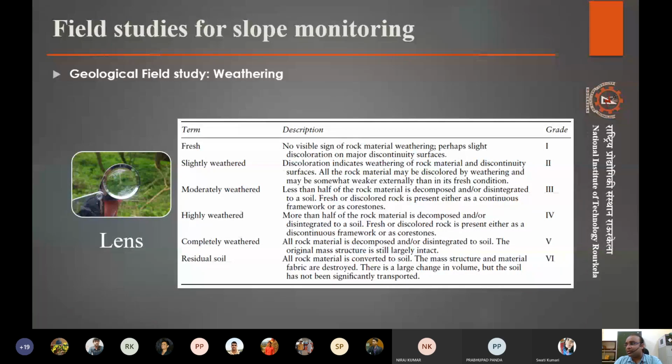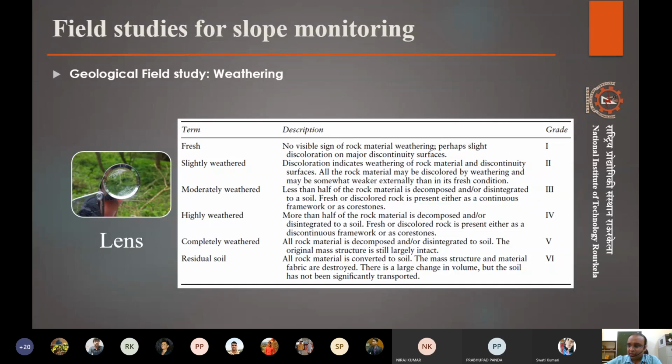In general, these are categorized into certain categories, again based on subjective inputs. So no visible sign of rock material weathering can be the highest or the freshest grade, and totally turning into fragile soil, residual soil, where all rock material is converted into soil, can be the last stage, and many intermediate stages of weathering are there. So soil also is basically weathered rock, right? With a large amount of time and large amount of weathering, that's what creates the soil.